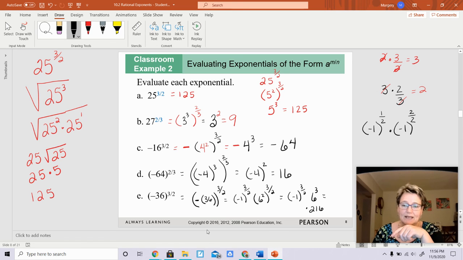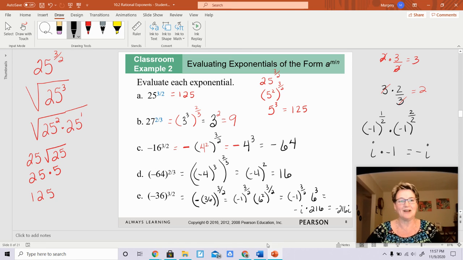Well, this one here, negative 1 to the 1/2, is i. This one here is just negative 1 to the 1st power, which is negative 1. So that's going to end up giving you negative i. So over here, this is going to give you negative i. So your answer is going to be negative 216i. And that's it. I'm going to stop there for today.